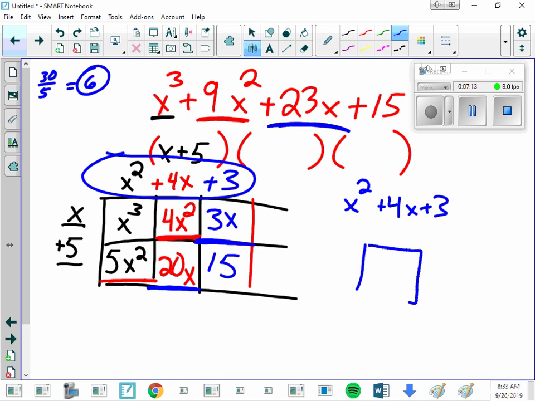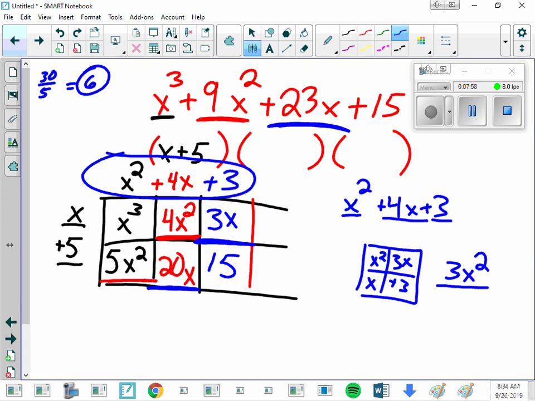So I draw a 2 by 2 box. What do I do first? I'm going to put these in there, and you might be able to do this one in your head, but I'm gonna work it out the long way. X squared and 3. What's the next step? Multiply those together, and I get 3x squared. Are there factors of 3x squared that add to be 4x? 3 and 1. So I put in 3x and 1x.